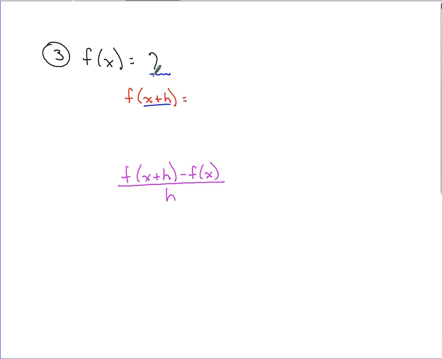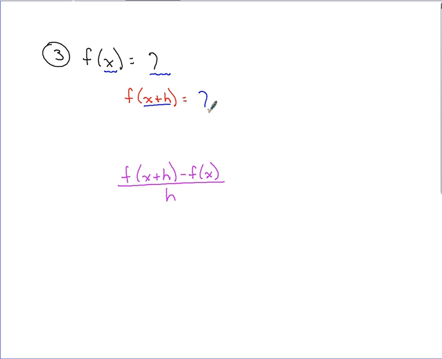No. In fact, whatever you plug into this function, whether it's this variable expression x plus h, whether it's some other number, what's the output you're always going to get? It's always going to be 7. So no matter what I plug in, I get 7 back.